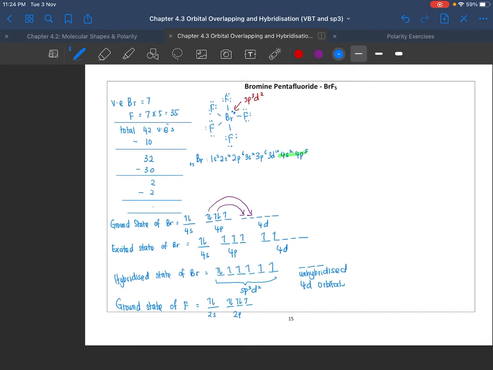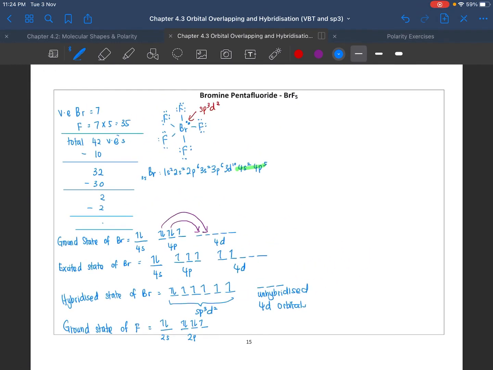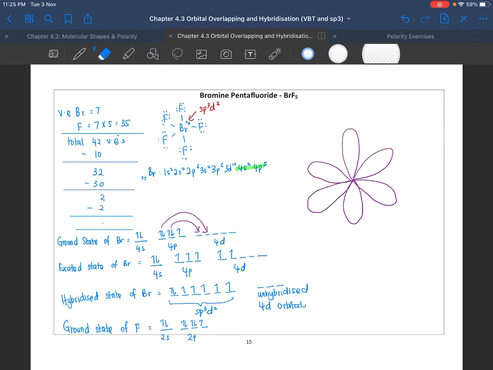Okay, so kita nak draw pula. So nak draw hybridized state of Br adalah sp3d2. The shape for sp3d2 macam tadi adalah octahedral. So kita draw octahedral. Alright. So drawing getting better. Okay. And then label.